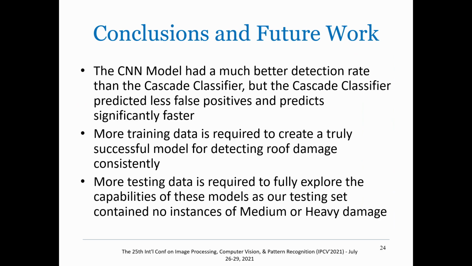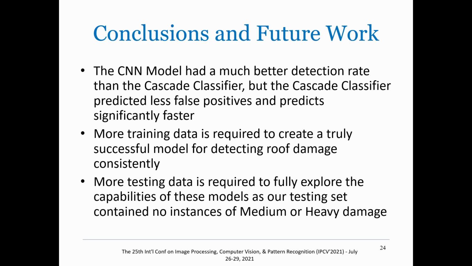Okay, conclusions and future works for this study. We found that the CNN model had a much better detection rate than the Cascade classifier, but its detection was very slow. The Cascade classifier predicted less false positives very quickly.